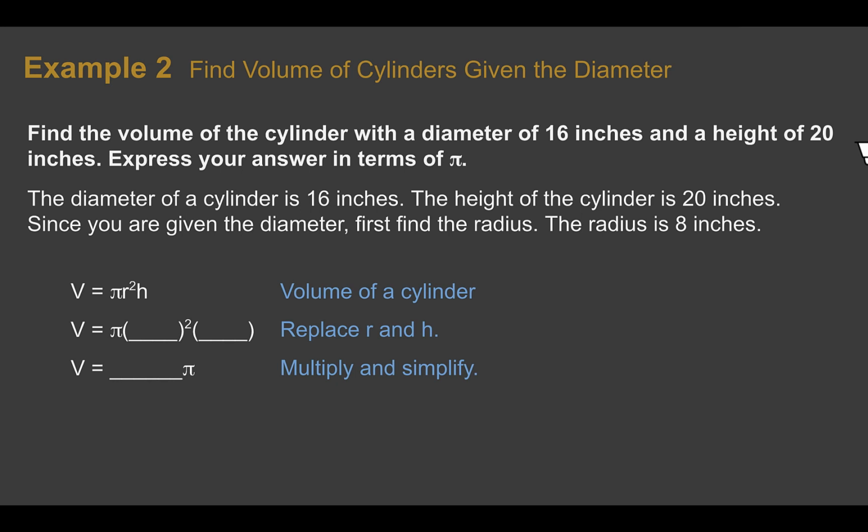Example 2. Find the volume of cylinders given the diameter. Find the volume of the cylinder with a diameter of 16 inches and a height of 20 inches. Express your answer in terms of pi. So this time we can leave it with a pi symbol because that's what it's asking us to do.